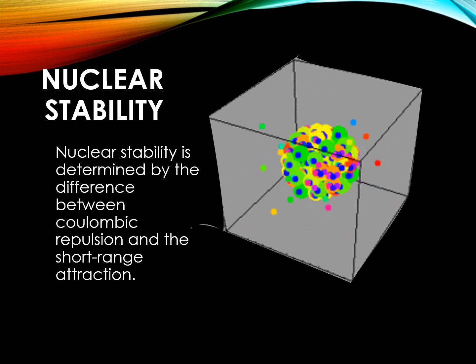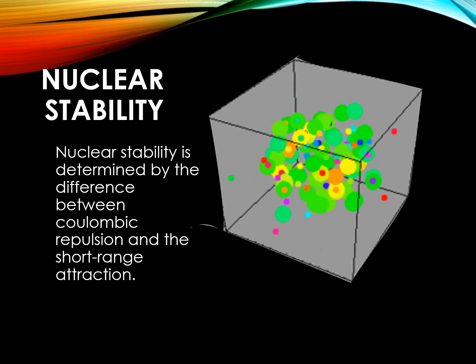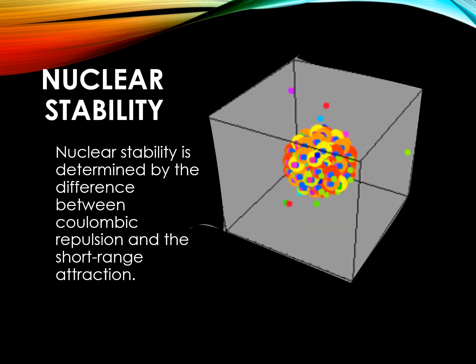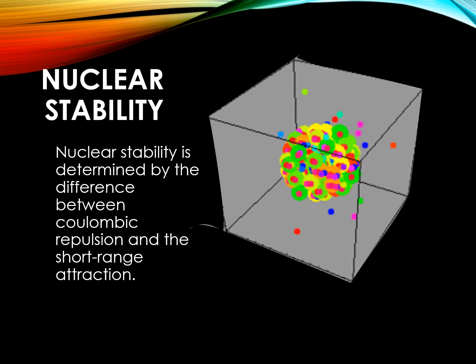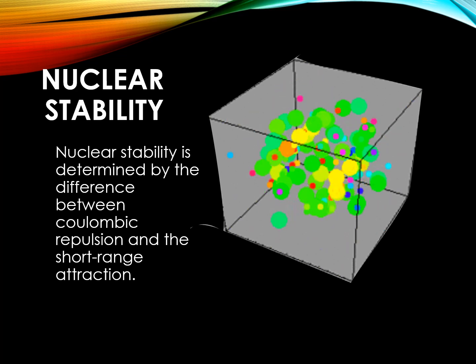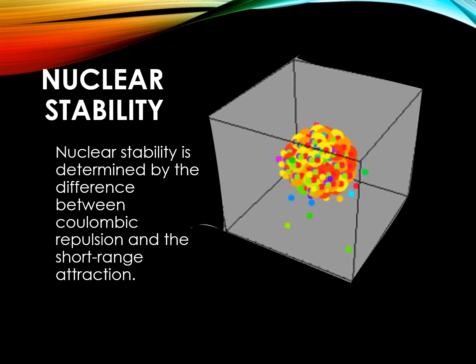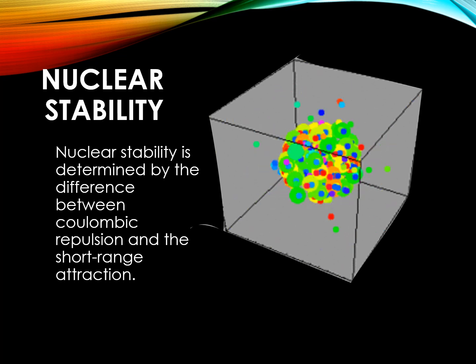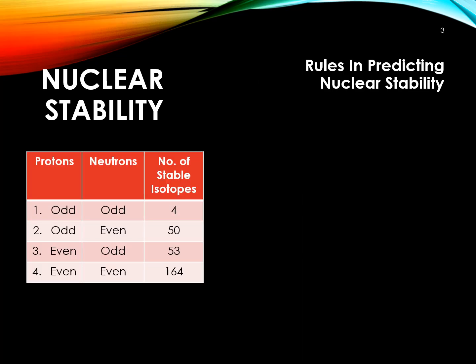If the force of repulsion is higher than the force of attraction, the nucleus will disintegrate, thereby emitting particles or radiation. If the attractive forces are higher, then the nucleus is stable. The principal factor that determines whether a nucleus is stable is the neutron to proton ratio, N over P.